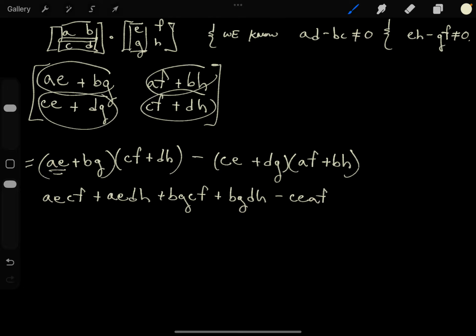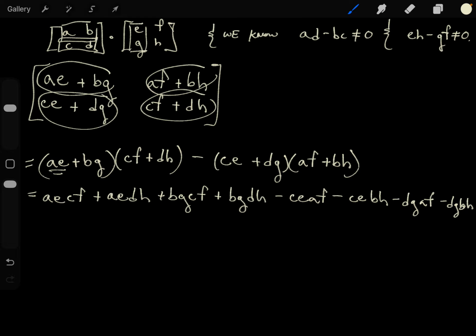And is everything going to be minus here? Yeah, everything will be minus here. So minus CEBH, minus DGAF, minus DGBH. Okay, and now I'm going to rearrange.